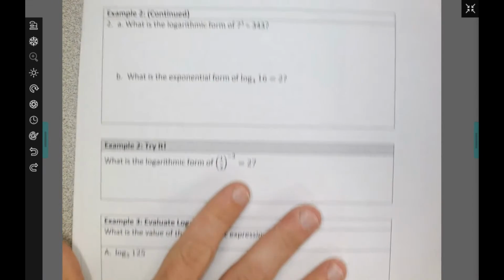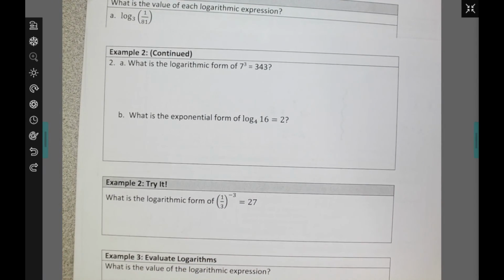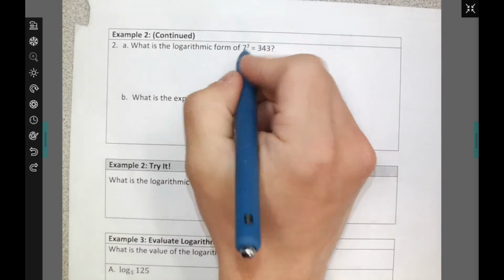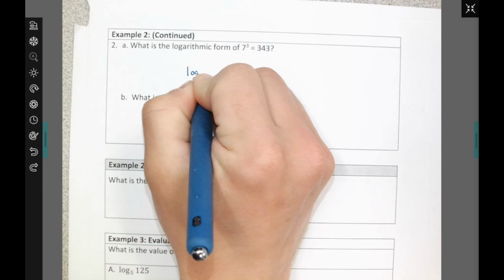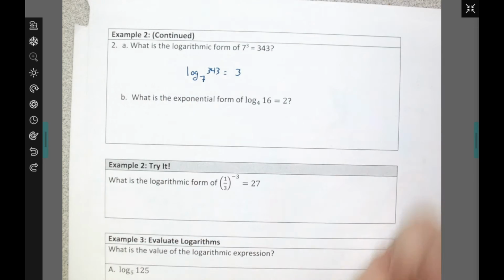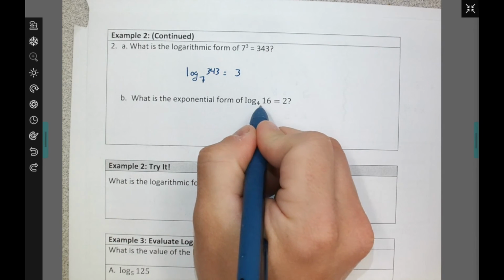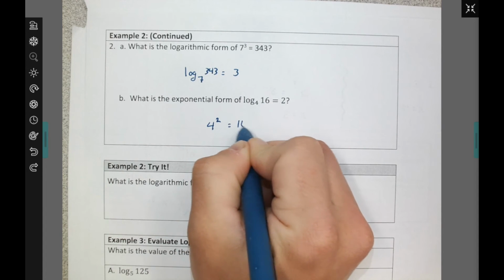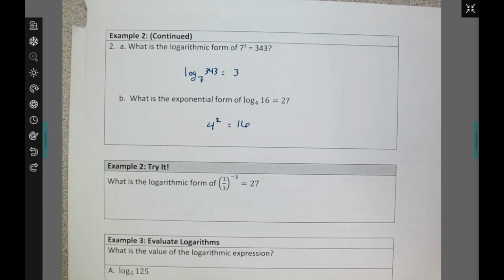Okay, we got 2 more. It's much of the same. You got base, so log base 7 equals exponent of 3. 343 goes right there. Exponential form, you can go 4 to the 2, and then the exponent equals 16. 4 squared, 16. Boom, done. Okay, so go ahead, do the try it on your own. And then we should be good at example 2. Example 3, they want you to start working these out.